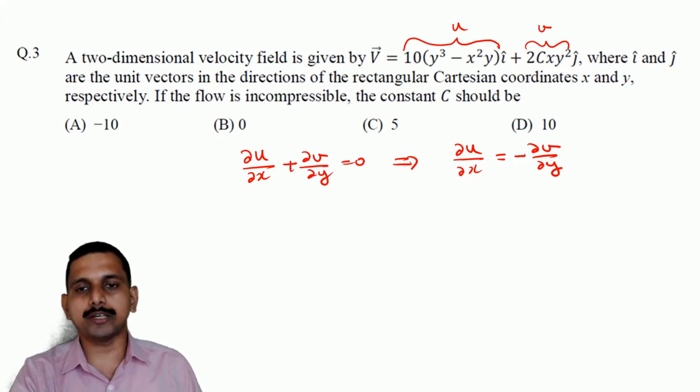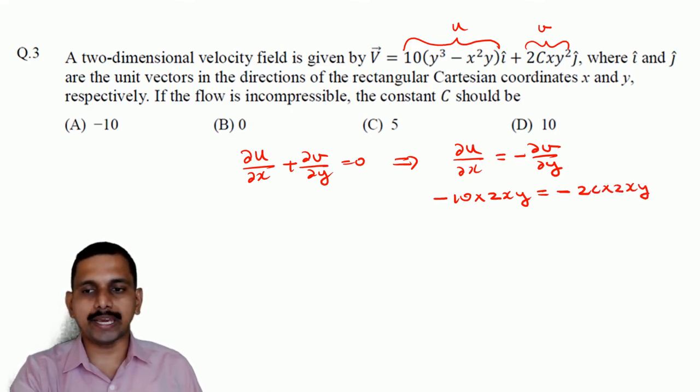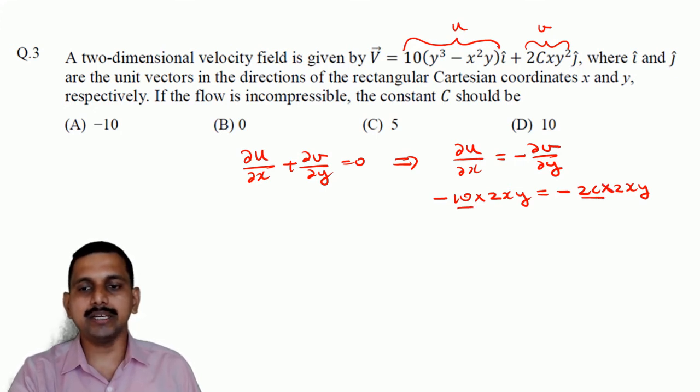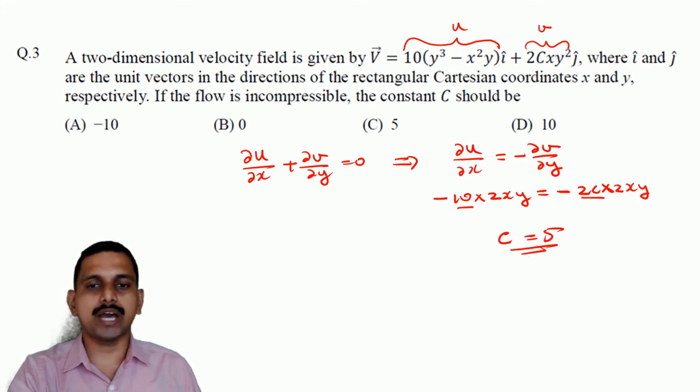Now ∂u/∂x here will come as -10 into 2xy, and on this side it will become -of 2c into 2xy. Now if I compare, this 2c and 10 are similar, so my c should be equal to 5. So the answer is C here.